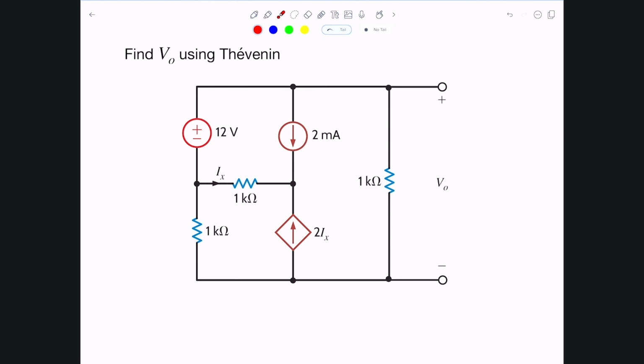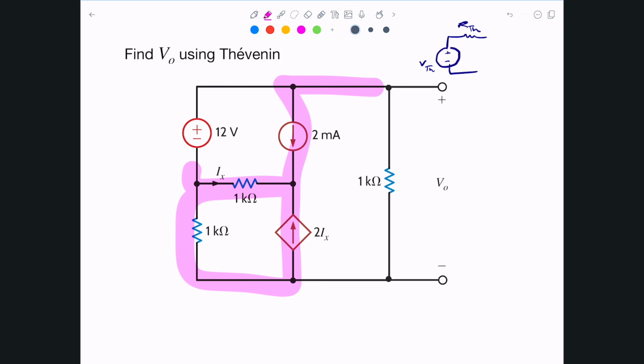In this example, we're given a circuit that has two independent sources and one dependent source, and we're being asked to compute V0, which is across a 1 kilo ohm load, using Thevenin. I called it load because what I'm being asked to do is compute the V Thevenin and R Thevenin equivalent of the circuit without that 1 kilo ohm. Basically, everything in the circuit except that 1 kilo ohm.